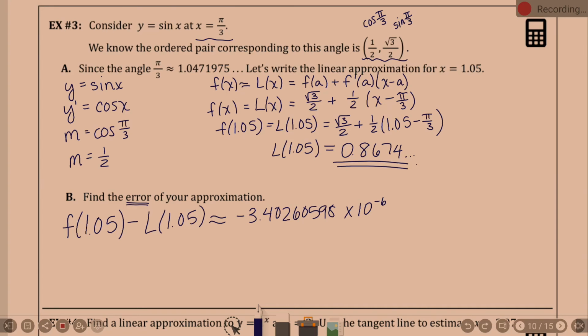Now, what does that look like as a real number? Because we need to know how many zeros there are. You take the decimal and move it where? 6 to the left. So this is really going to be negative 0 point. How many zeros am I going to have here? 5, because then the sixth one is the 3. Okay. I'm not going to write all of that.